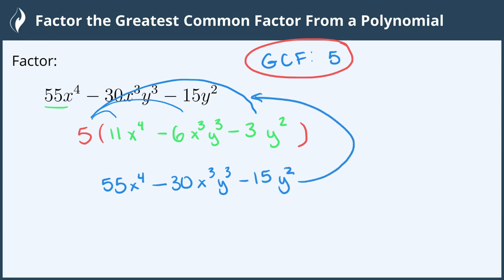And we'll notice that they match, which tells us that we correctly factored out the greatest common factor from this polynomial, and we're all done.